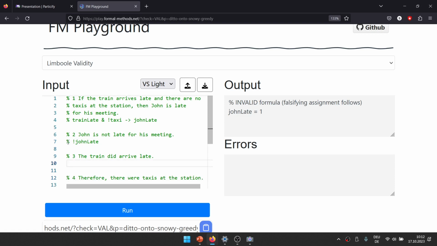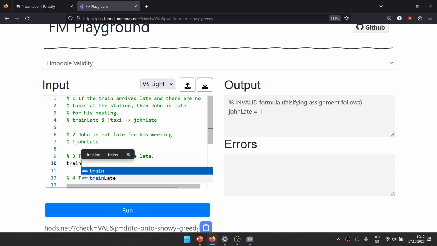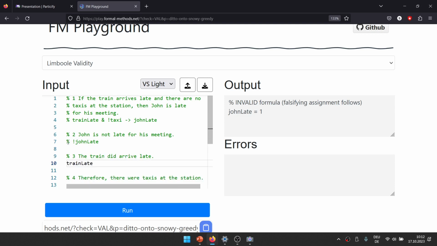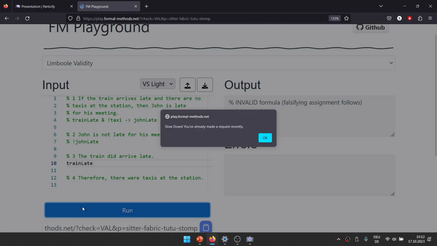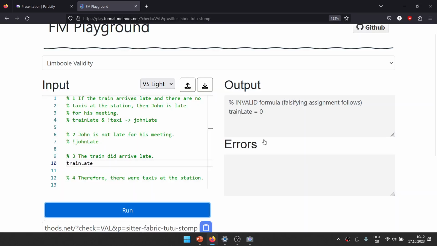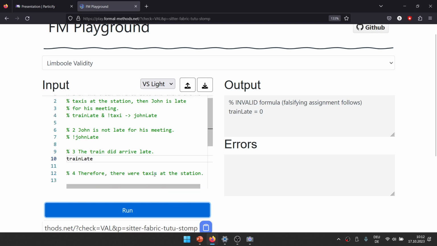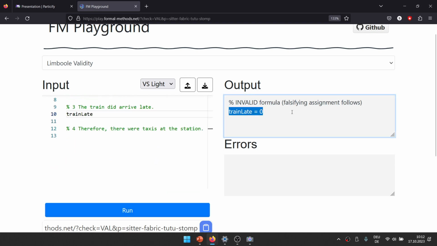Now, how do we say that the train did arrive late? Train late. And we check again. Okay, so I think if you click too many times, it gives you a message to slow down. Yeah. Okay, so train late. Of course we can contradict this by saying the train was not late, but this would be a direct contradiction with the train did arrive late.